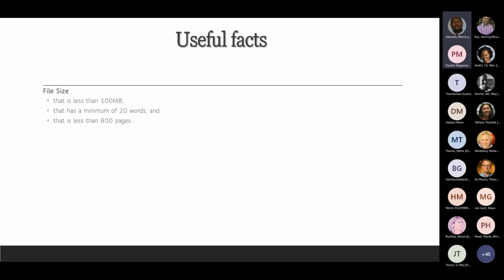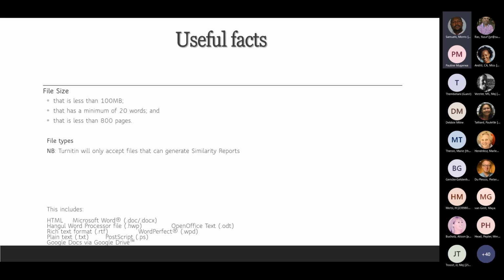The reason why I'm highlighting that is, if a thesis exceeds those restrictions, then obviously Turnitin won't generate a report, even if it's in the correct, accepted format. It won't generate a report if it exceeds those requirements. Then with regards to file types, Turnitin will only accept file types that can generate similarity reports.